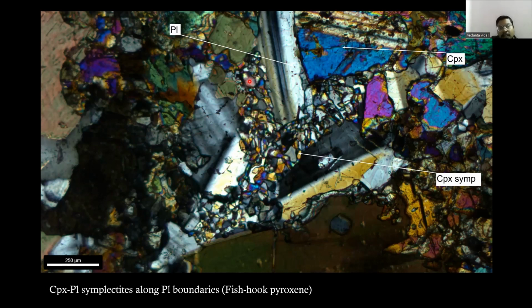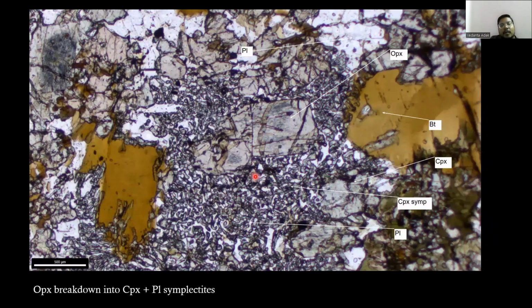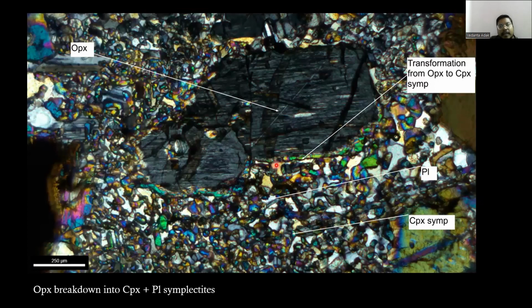These are generally attributed to formation through late-stage interstitial fluid. So some fluid possibly was here that reacted with the plagioclase and formed this particular CPX symplectite. Other than that, CPX symplectites are also found to form from orthopyroxene grains, like the primary orthopyroxene grains. They also break down to form CPX plus plagioclase symplectites like this. Here you can see that the orthopyroxene is breaking down into CPX symplectites. You can see in the CPL very nicely that the interference color has changed along the boundaries, resembling that of CPX. The chemical composition also shows the same.